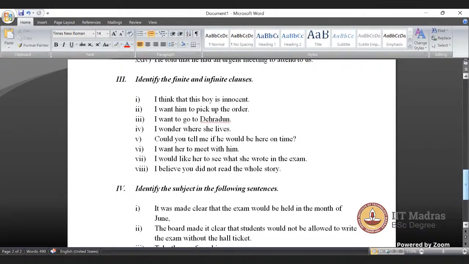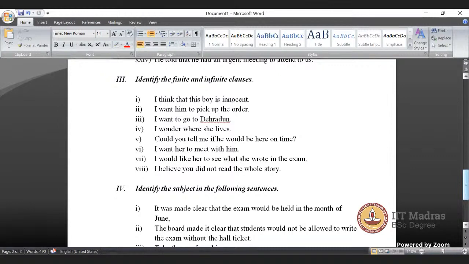I want him to pick up the order. Infinite. Why is it infinite? It doesn't have the tense. So which part is your clause part? Him to pick up the order. The object of that sentence is him to pick up the order, the end part, right? And that does not have a tense because you have to pick up, which is an infinitive, and it does not have a tense.